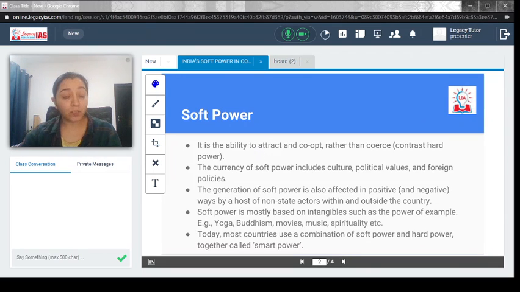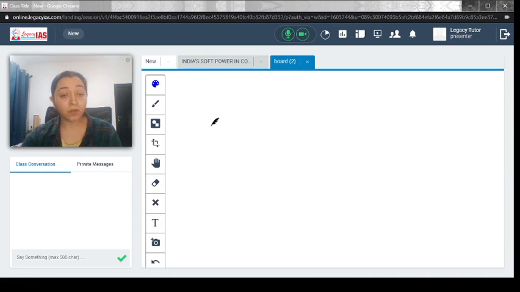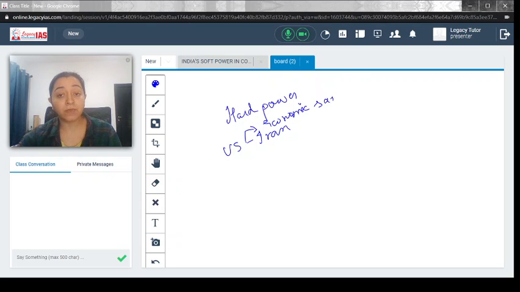It is the ability to attract and co-opt rather than coerce. If you have been reading IR, you would have heard of something called hard power. For example, when the US and Iran are in a relationship, the US uses its hard power by going the route of economic sanctions. Another very important way in which two countries exert power over each other has been military might. That is what is called hard power. So over here, it's more of a coercion.